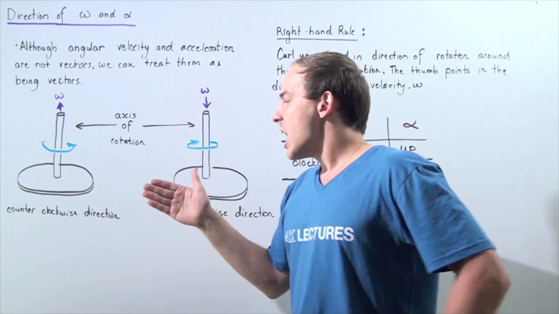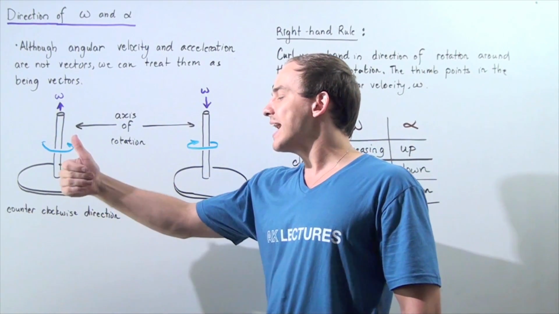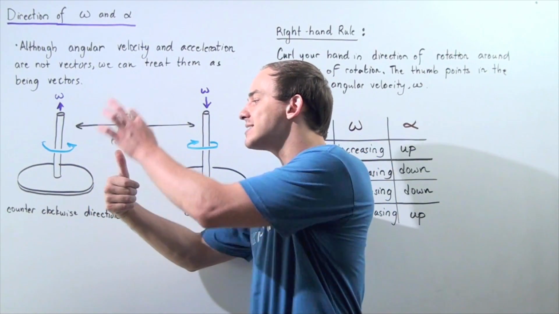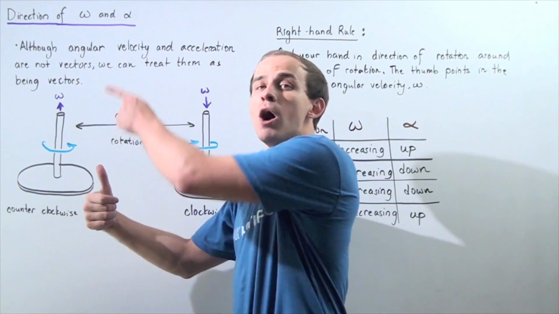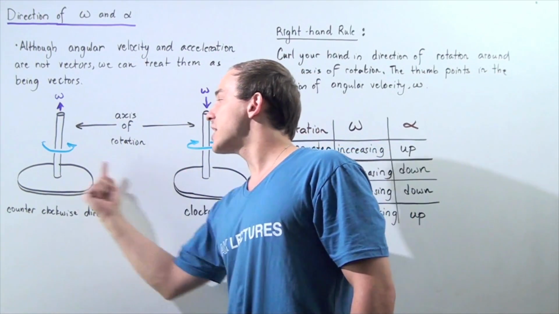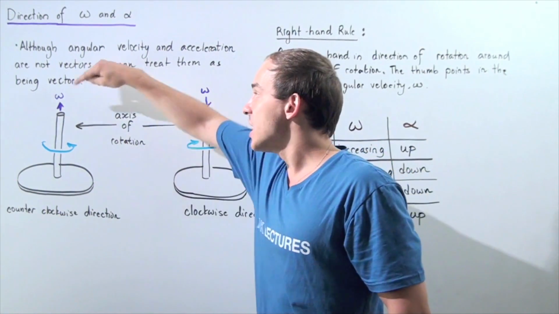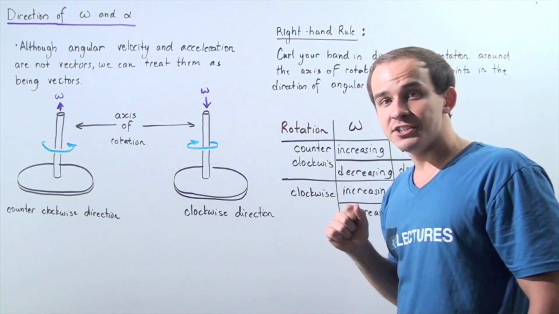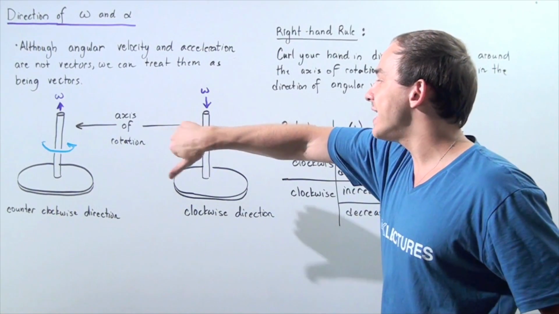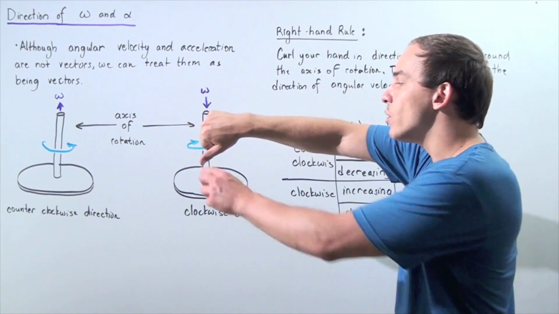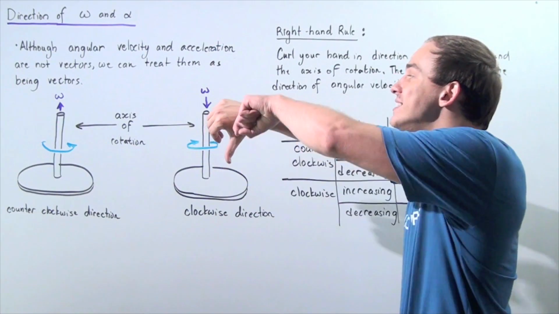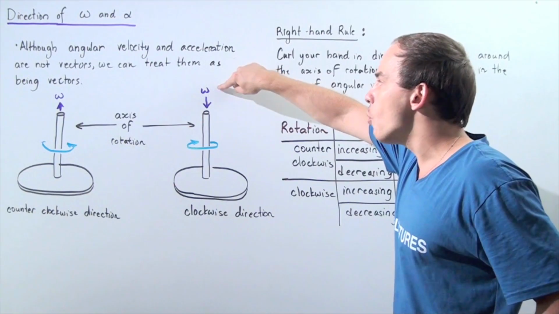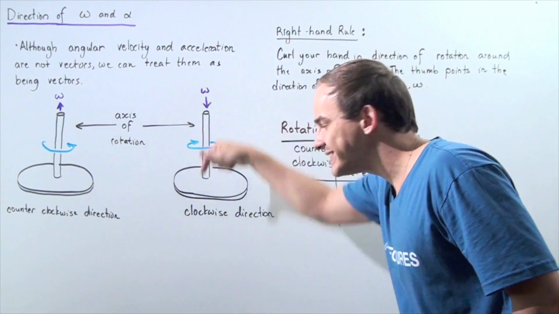So in this case, I curl my hand around my axis of rotation. It rotates in the counterclockwise direction. I extend my thumb, and my thumb points upward. So that means when the object is rotating counterclockwise, my angular velocity will point upward. Now, if I look at this condition, I have to curl my fingers clockwise, and now when I extend my thumb, it points downward. So in situation number 2, our omega, angular velocity, points downward.